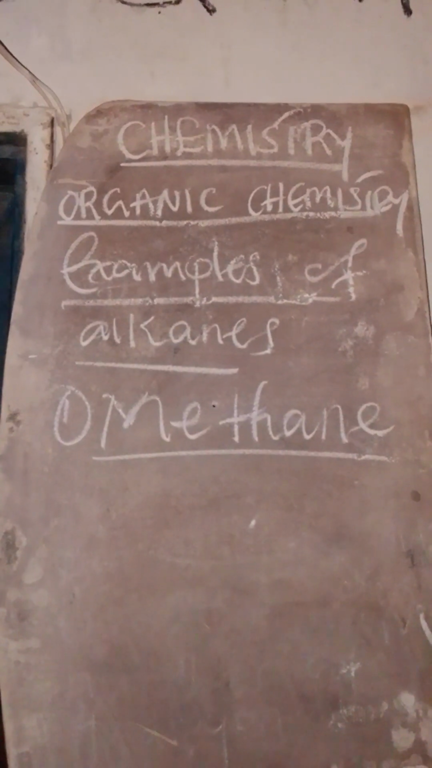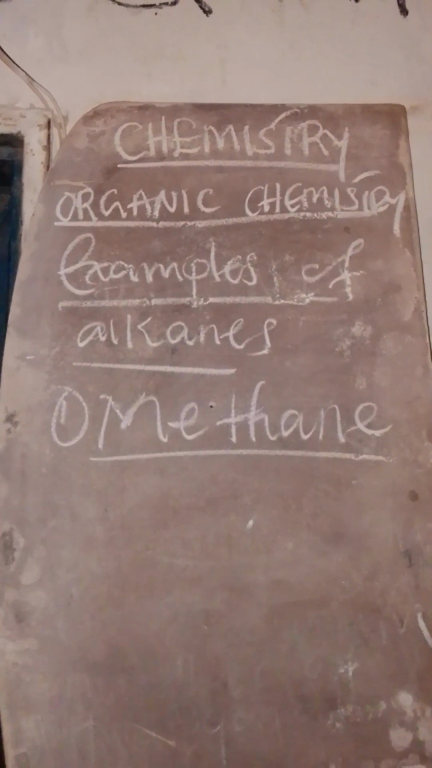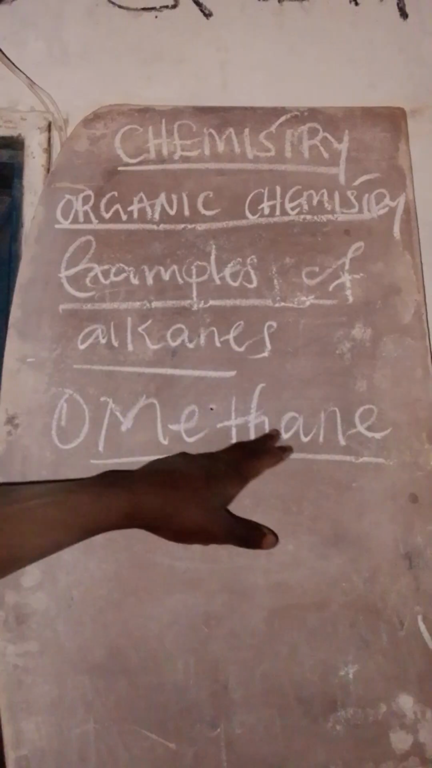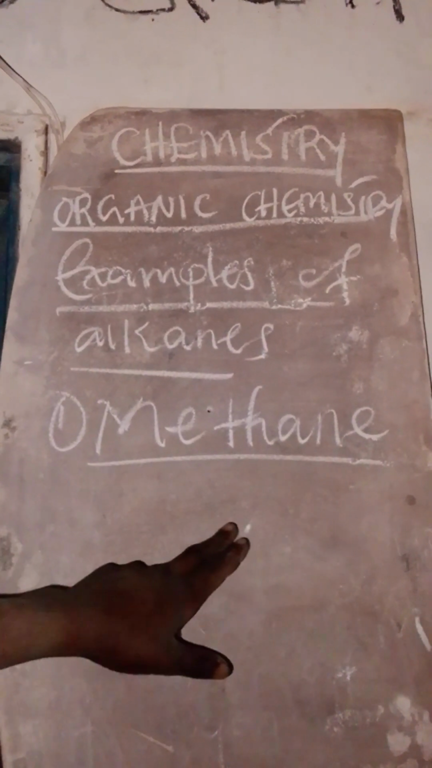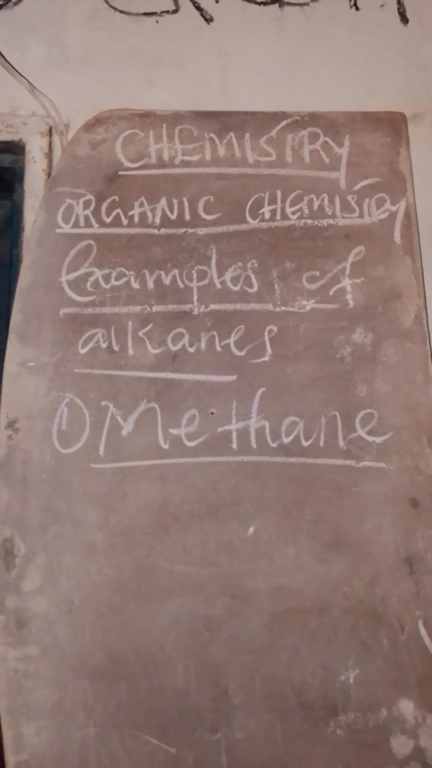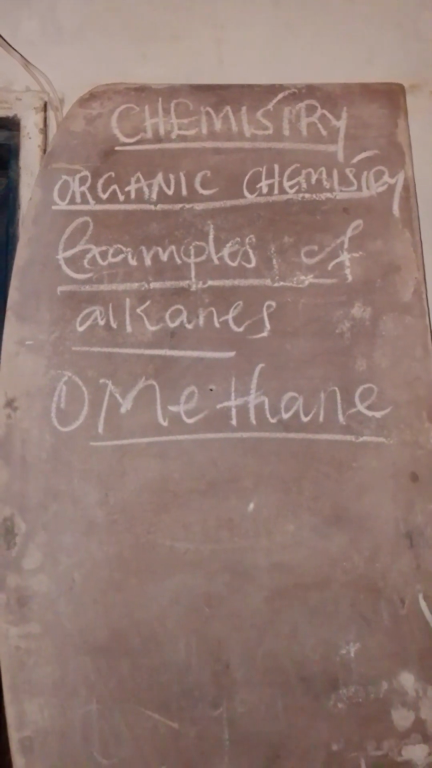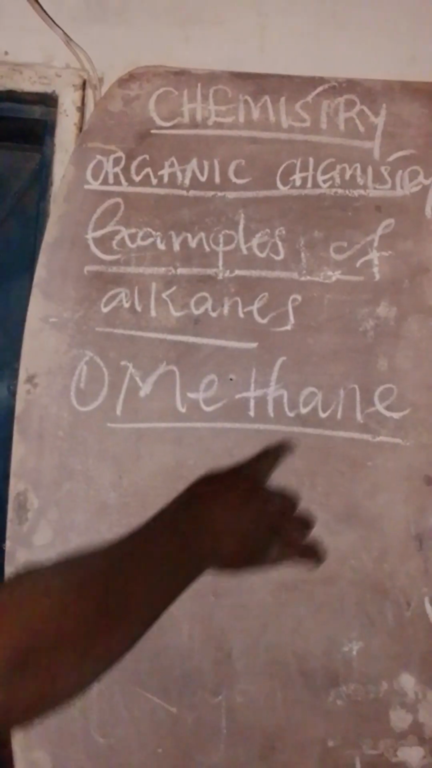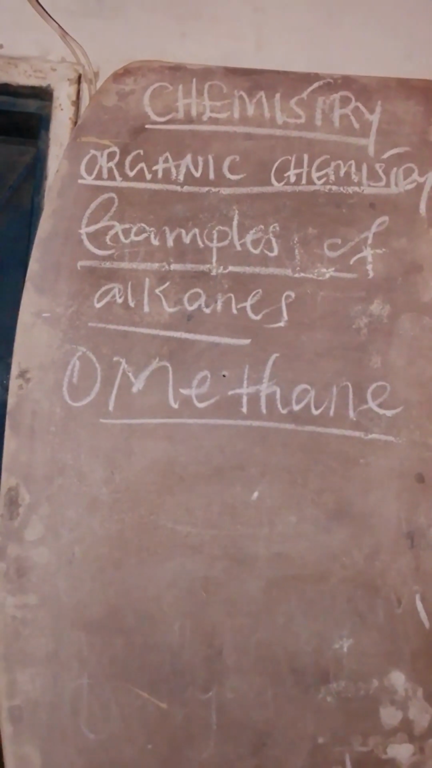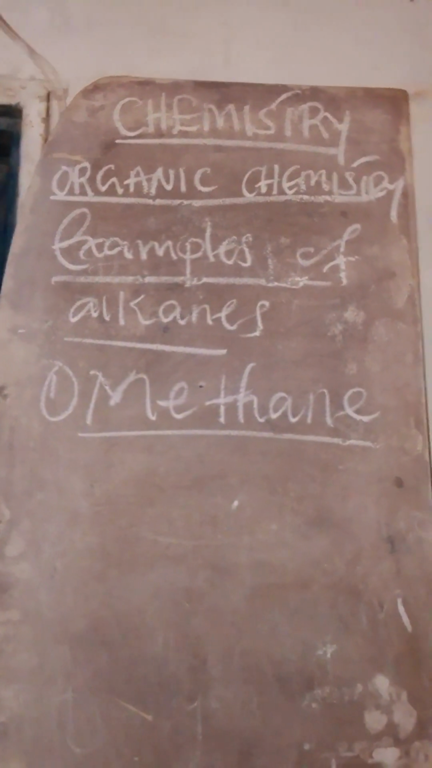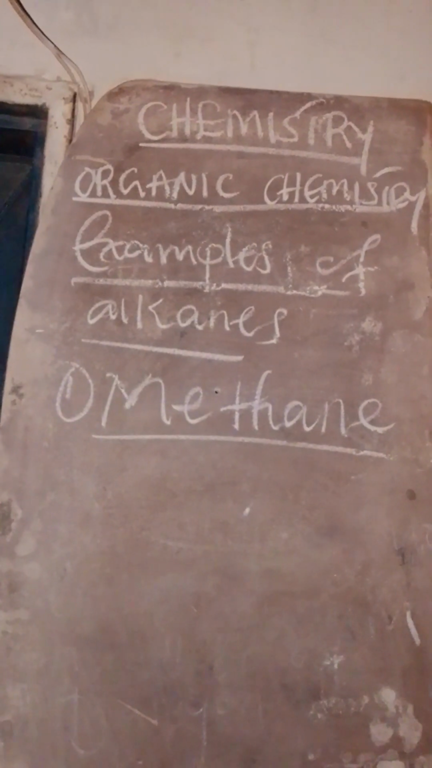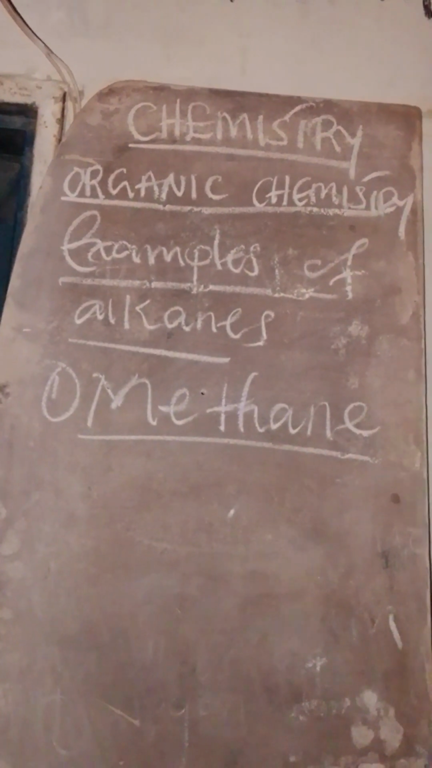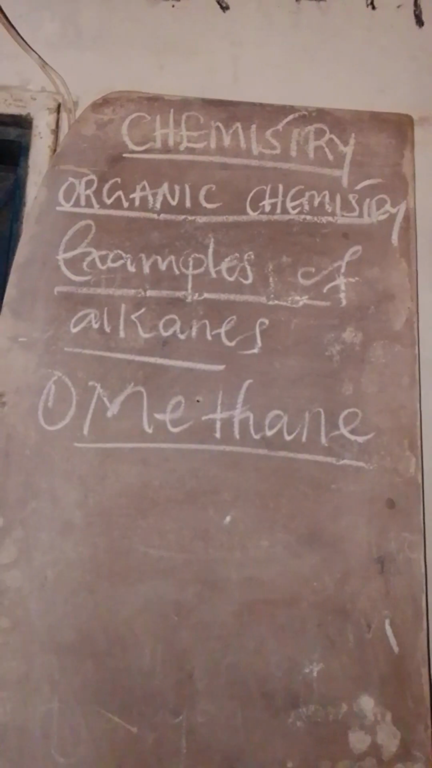Meth means one. And ANE represents that methane is a compound that belongs to alkanes. So all alkanes end with ANE. You can be asked to draw the structure or write the formula for alkanes. How can you know the formula for methane?